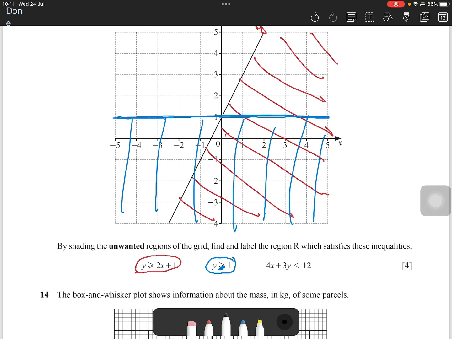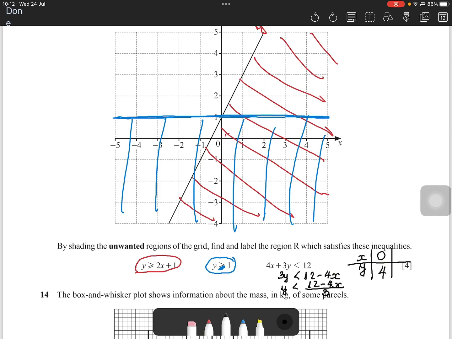Finally, to draw the last line, we need to make y the subject. First, we keep 3y and we remove 4x from both sides. So it is 12 minus 4x. And then y is less than (12 minus 4x) all over 3, because we divide both sides by 3. Now we draw a table of values for x and y. I usually choose x to be 0. When x is 0, then (12 minus 4 times 0) over 3 is 4.